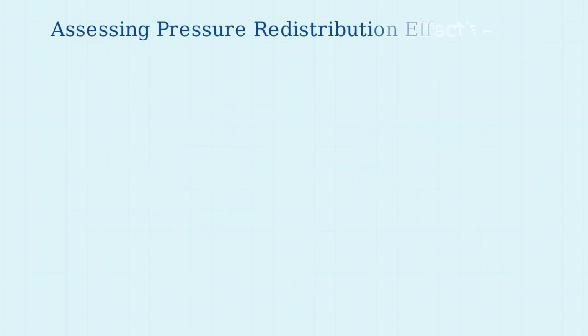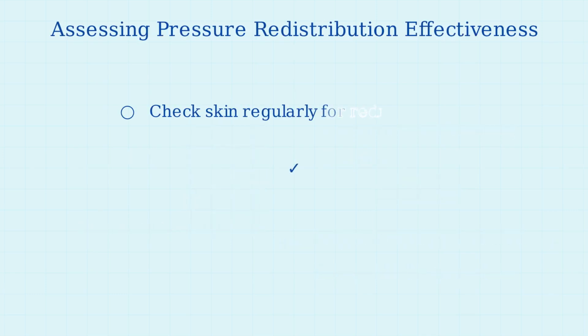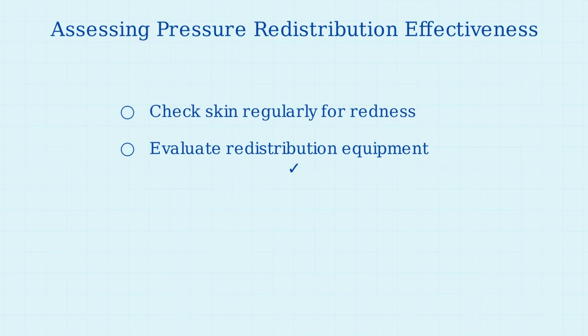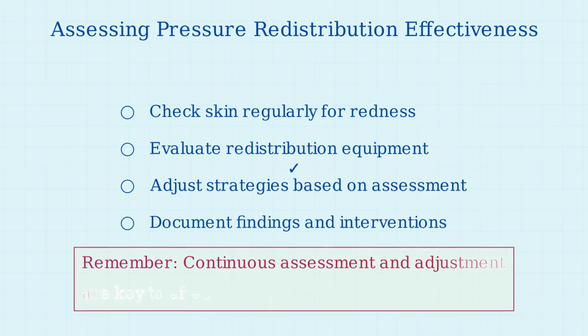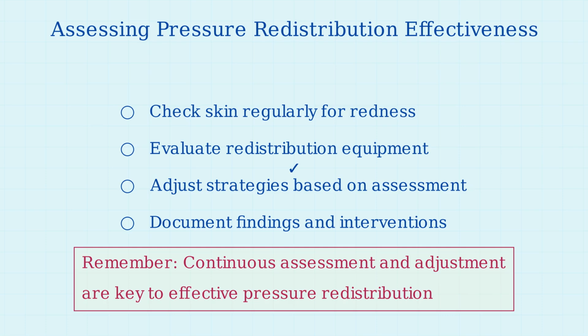Regularly assess the effectiveness of pressure redistribution strategies by checking skin for redness or damage. Evaluate pressure redistribution equipment to ensure it's functioning properly. Adjust strategies based on ongoing skin assessment findings. Document all findings and interventions to ensure continuity of care. Remember, continuous assessment and adjustment are key to effective pressure redistribution in wound care.